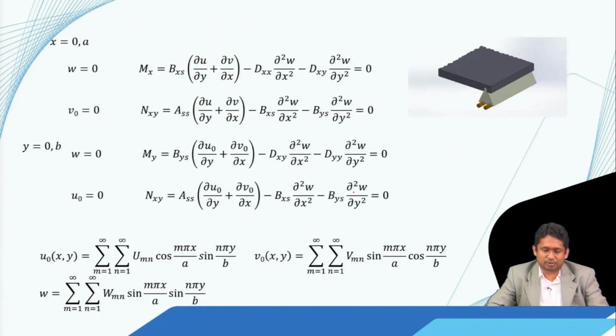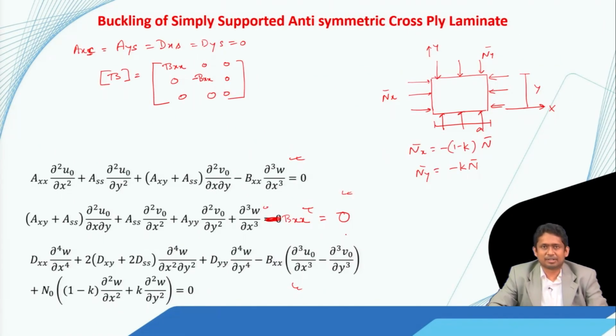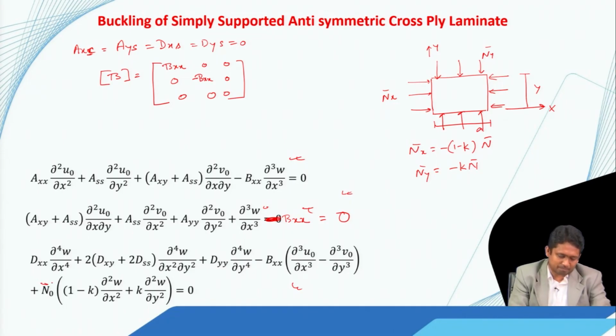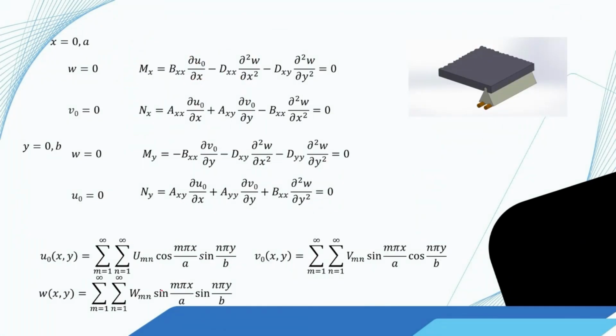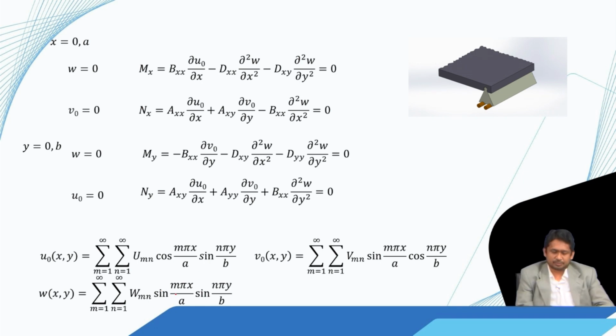We will write u0, v0 and w as double trigonometric functions, and then when I put it here, we can separate out the trigonometric functions, and whatever is remaining we can set them equal to 0, and then we can set the determinant equal to 0 of those three equations, and then from the determinant equal to 0 we can find out n bar. We will again write the variables u0, v0, w in the form of trigonometric series.